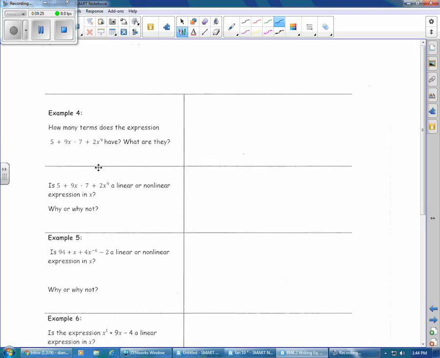Example 4. How many terms does the expression have? Again, remember I told you the terms are separated by the plus signs. I've got 2 plus signs here. So my terms, I'm going to have 3 terms. My terms are 5, 9x times 7, and 2x to the ninth power.